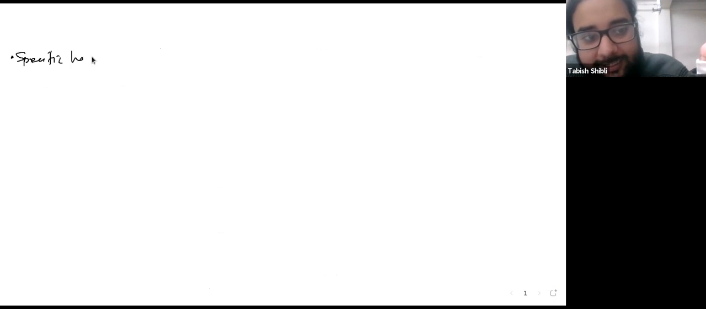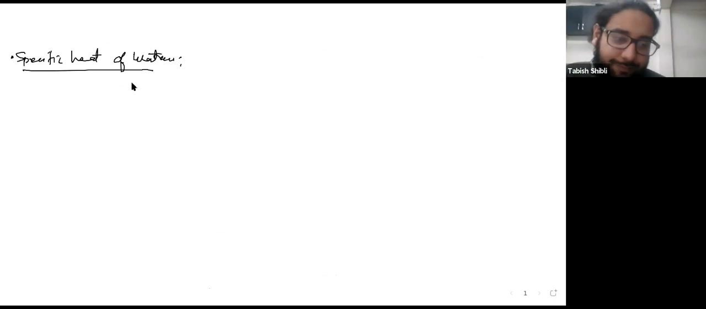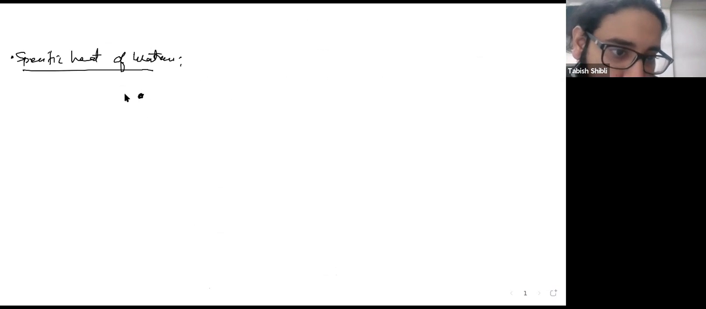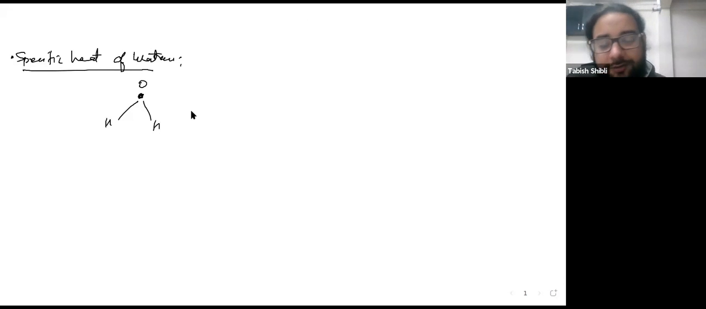Specific heat of water. Let's try to calculate the specific heat of water. What does a water molecule look like? Well, we've already talked about a water molecule. It's H2O. So you have an oxygen here, you have a hydrogen here, and you have a hydrogen here. Okay, so this looks like a decent arrangement.